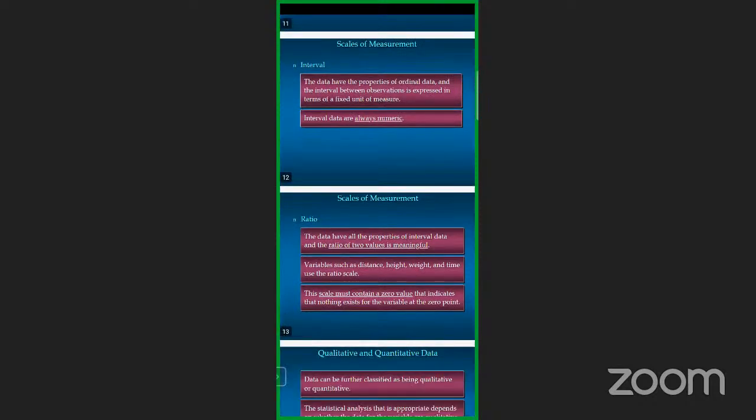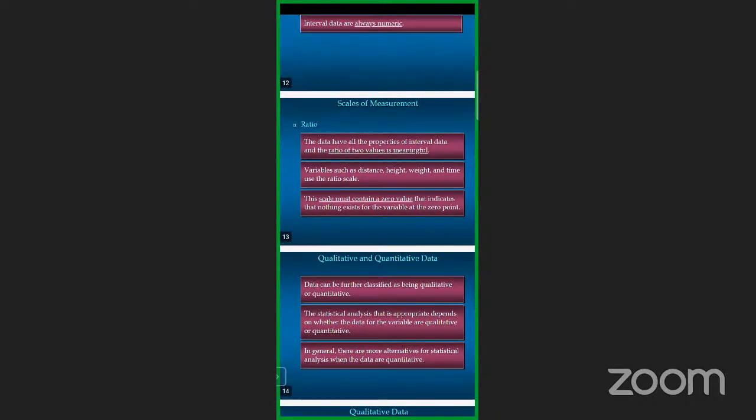So there we can see the 2 different types of data we'll be having. One is qualitative, another one is quantitative. So the data can be further classified as being qualitative or quantitative. Why? Because the statistical analysis that is appropriate depends on whether the data for the variable are qualitative or quantitative. Depending upon that only, we can decide which scale is to be selected. And in general, there are more alternatives for statistical analysis when the data are quantitative.